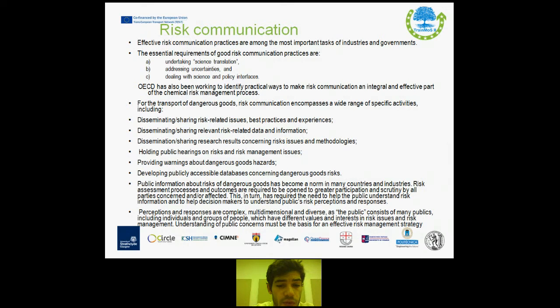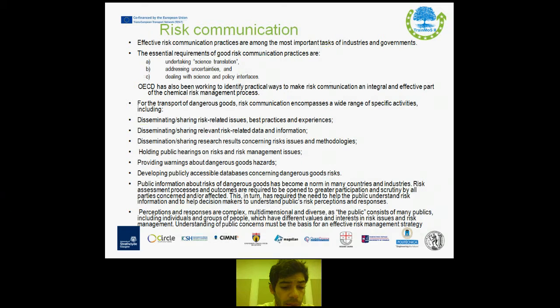For the transport of dangerous goods, risk communication encompasses a wide range of specific activities, including the dissemination and sharing of risk-related issues, best practices and experiences, the dissemination and sharing of relevant risk-related data and information, the dissemination and sharing again of research results concerning risk issues and methodologies, holding public hearings on risks and risk management issues, providing warnings about dangerous goods hazards, while also developing publicly accessible databases concerning dangerous goods risks.